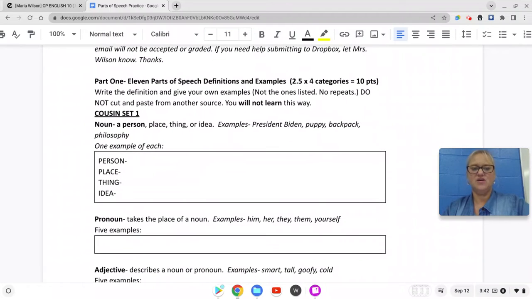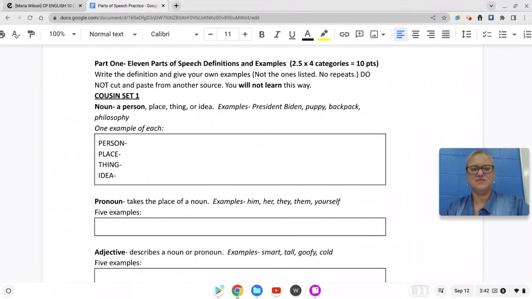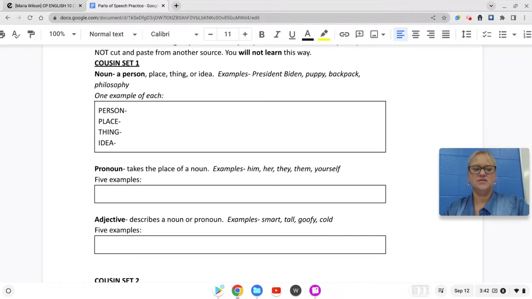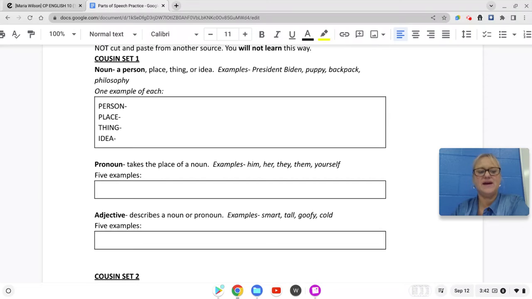So I call them sets. I think of them like cousins. There are 11 parts of speech that we're going to learn. The first set is noun, pronoun, and adjective. A noun is a person, place, thing, or idea.